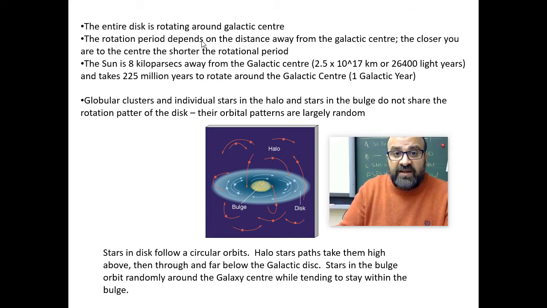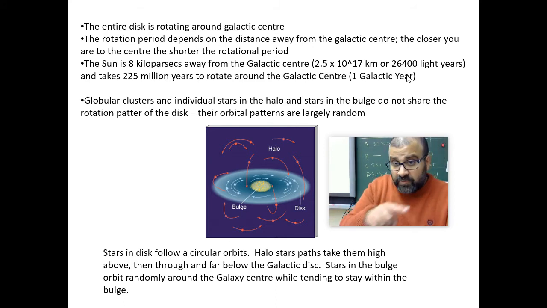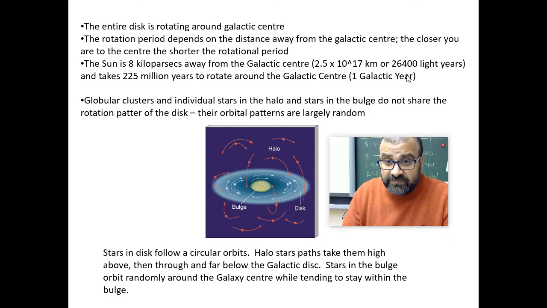So the rotation period of an object in the galaxy depends on the distance away from the center. The closer you are to the center, the shorter your rotational period, how long it takes you to go around. Okay. The sun is 8 kiloparsecs away from the galactic center, meaning 26,400 light years away. And it would take our sun 225 million years to actually rotate once around the galactic center, or one galactic year, right? 225 million years.